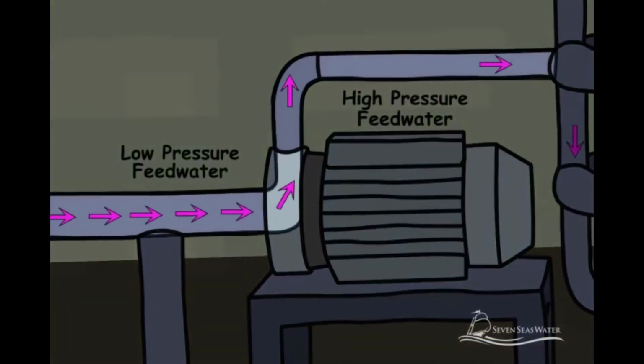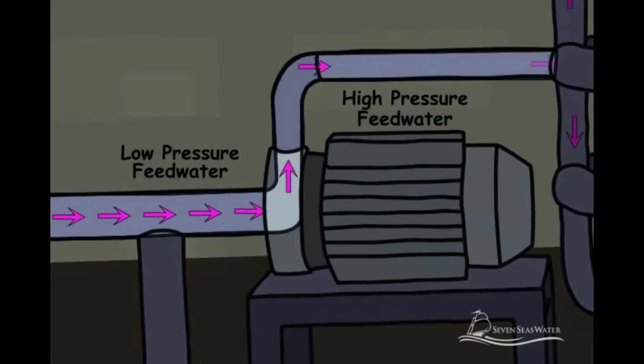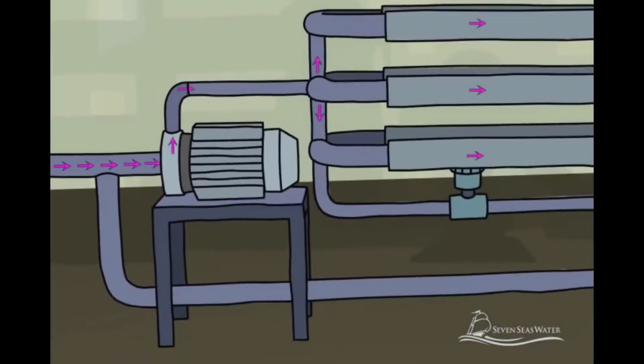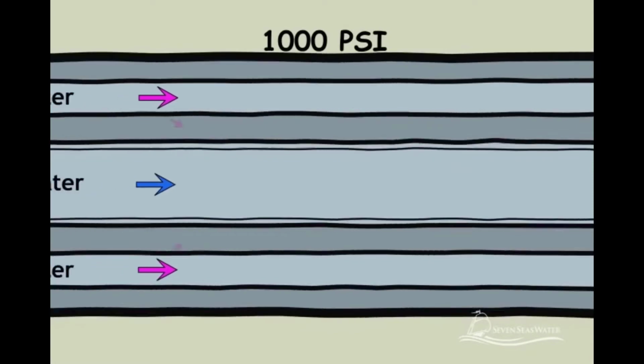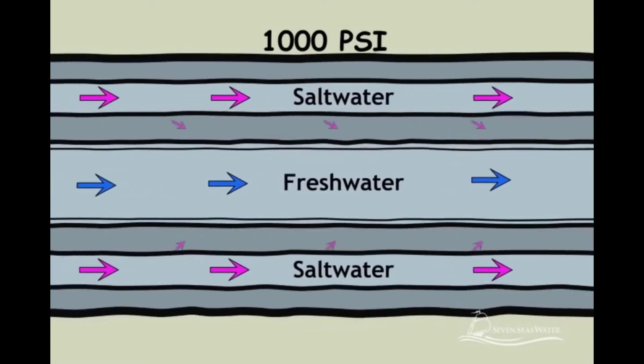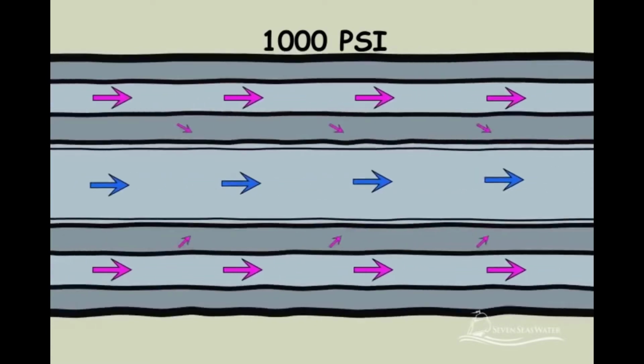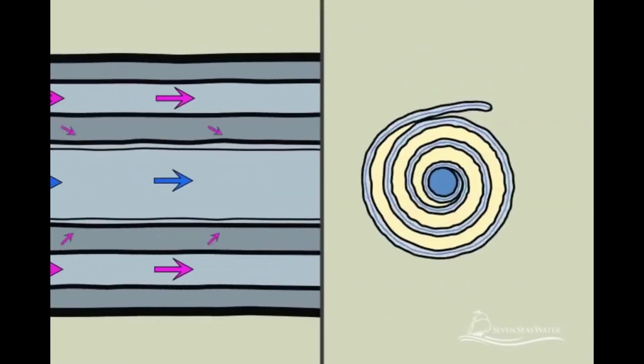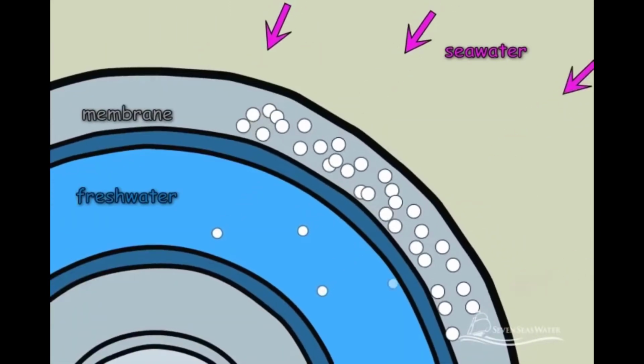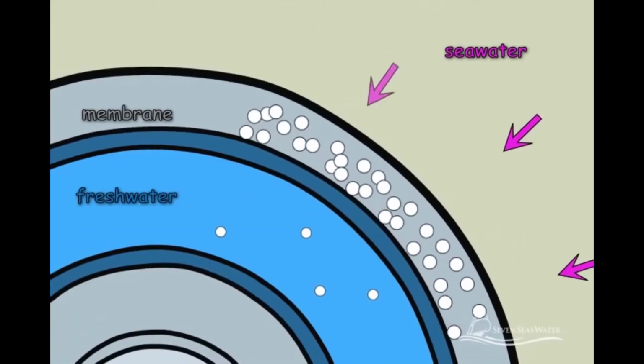High-pressure pumps increase the pressure of the seawater up to 1,000 psi. The pressure needs to be sufficiently high to overcome the naturally occurring osmotic pressure and force water from the saltwater side through the reverse osmosis membranes to the freshwater side. The salt particles in the seawater are rejected from passing through the membrane to the freshwater side and remain behind on the concentrated saltwater side.